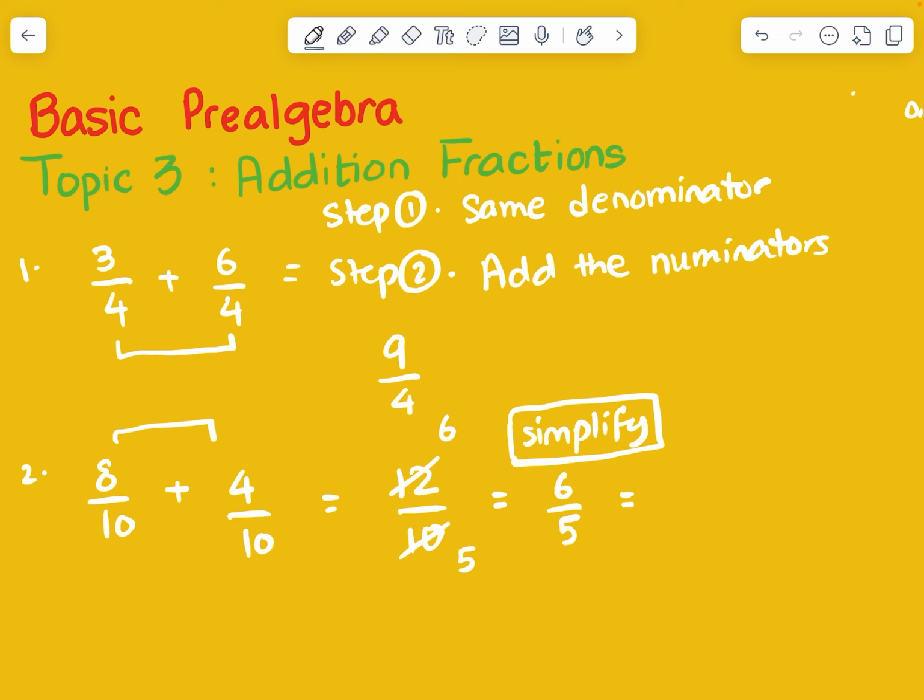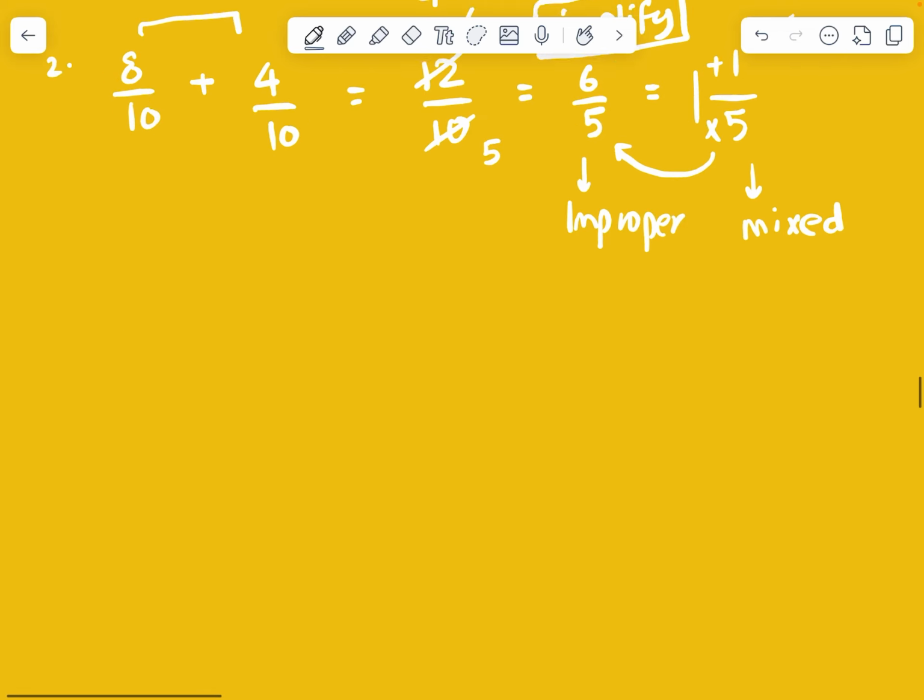Now again, you see how 6 is bigger than 5, and that's an improper fraction. You can rewrite it as a mixed fraction like this: 1 and 1 over 5. So what did I do over here? Well, if you multiply 1 times 5, that's 5. And 5 plus 1 is 6. So that's the same thing. This is again your improper fraction, and this is your mixed fraction. This right here is the most simplified answer. And based on what your teacher is asking, she could ask you to write the answer as an improper fraction or a mixed fraction. Okay.